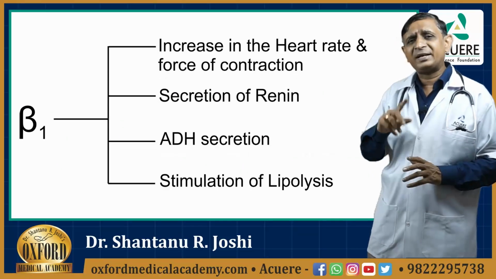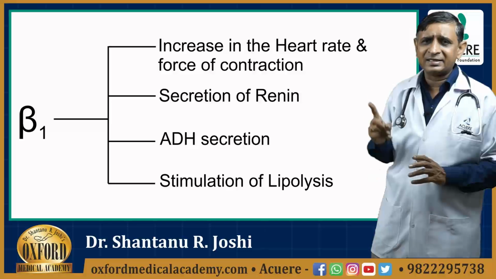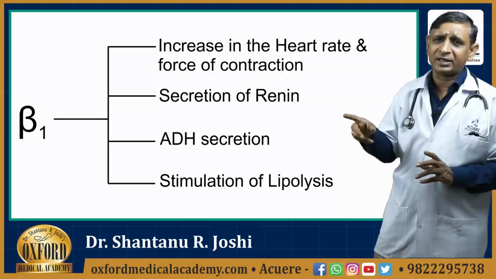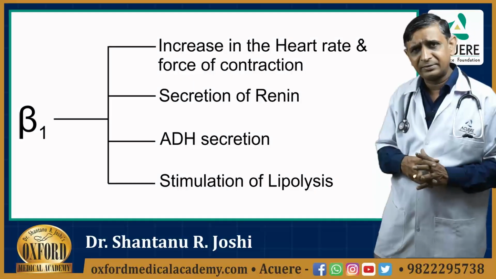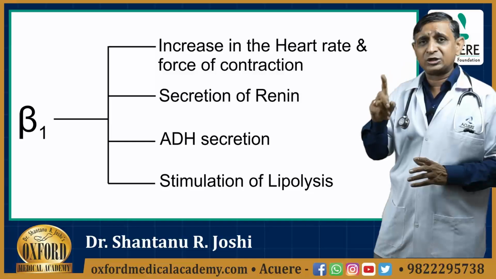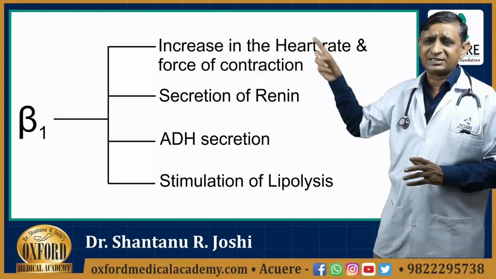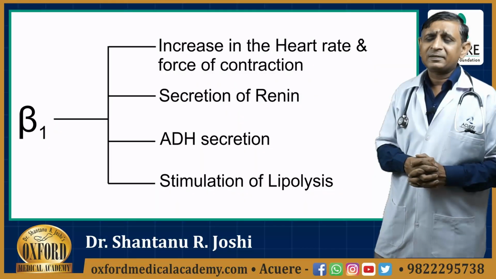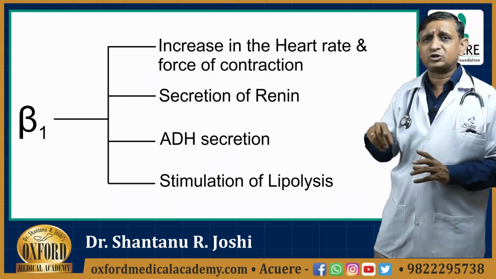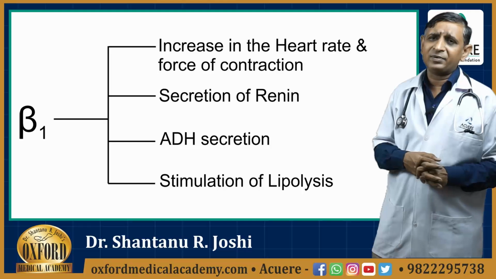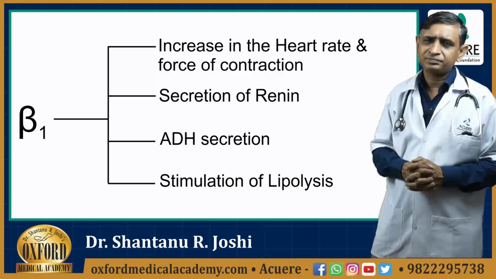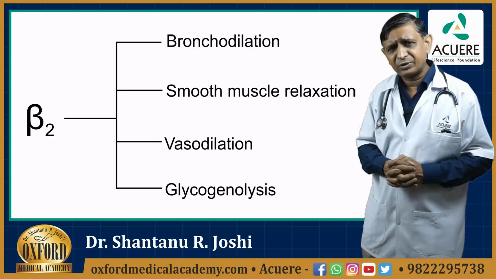Now, beta 1 is responsible for increasing the heart rate. It is responsible for increasing the force of contraction of the heart. Beta 1 is responsible for secretion of renin, and the whole RAS system is activated by the stimulation of beta 1. Beta 1 is also responsible for the secretion of ADH, and beta 1 is also responsible for stimulation of lipolysis.